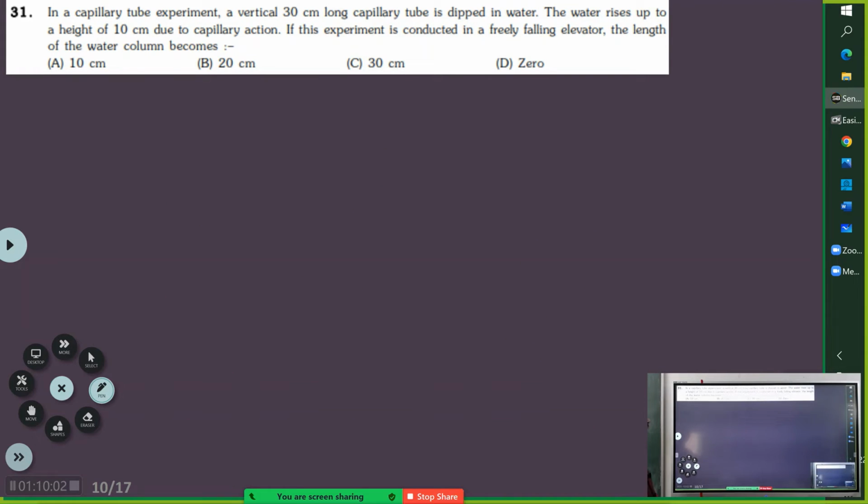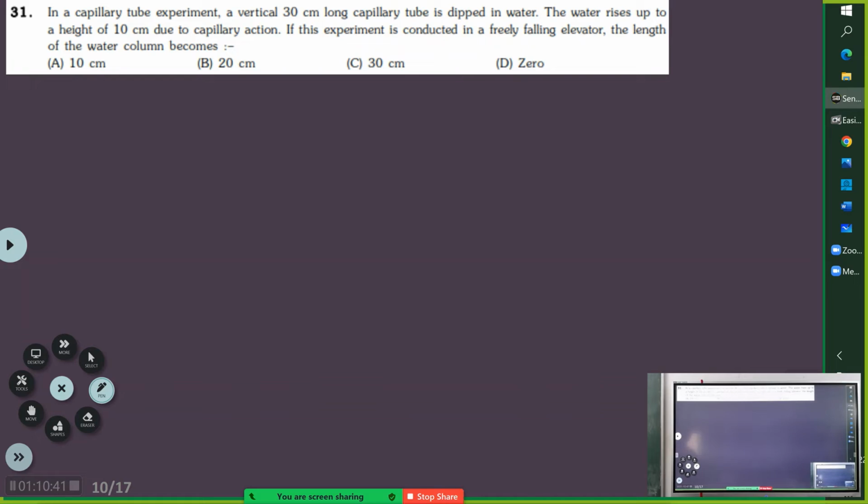A vertical 30-meter long cavity is dipped in water. The water rises up to a height of 10 cm due to the free falling elevator. So, sir, I have a doubt. Yes, please ask. Sir, meniscus, it can also be between two slabs that you asked. Yes, correct, that can also be called a meniscus. Only thing is now you have got two slabs, so these will be the two ends of the tube. See, the tube you have got is horizontal.